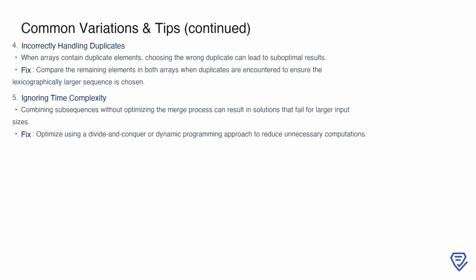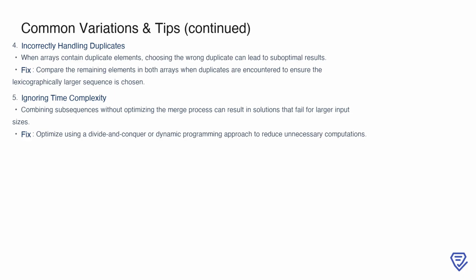Another mistake to be mindful of is incorrectly handling duplicates. When arrays contain duplicate elements, it's easy to choose the wrong duplicate, leading to suboptimal results. To get this right, compare the remaining elements in both arrays when encountering duplicates to ensure you pick the lexicographically larger sequence. Additionally, ignoring time complexity can be a critical flaw.